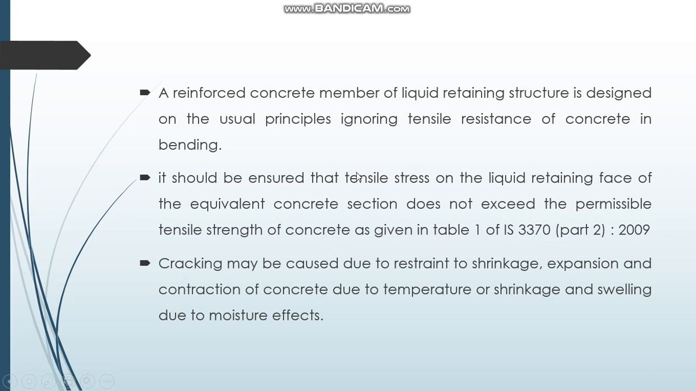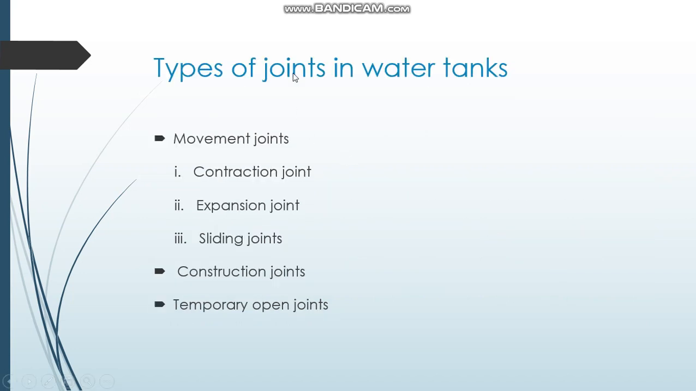So if the tensile stress on the liquid retaining face of the concrete section exceeds the tensile strength of concrete, then it will lead to severe problems. Cracking may be caused due to restraint to shrinkage, expansion and contraction of concrete. So we all know temperature changes causes some problem. So in order to overcome those problems, different types of joints are provided in water tanks. There are three types of joints: movement joints, construction joints, and temporary open joints. Movement joints are again classified into three: contraction joint, expansion joint, and sliding joint.